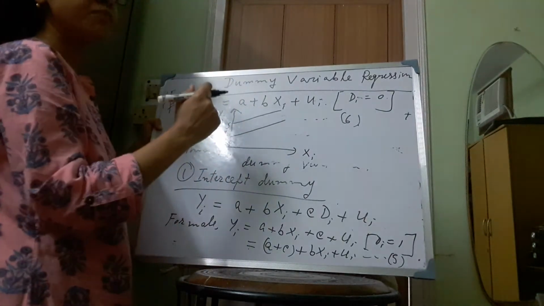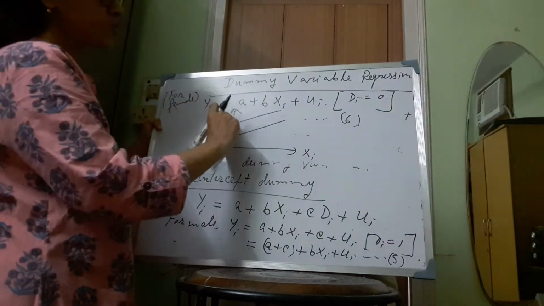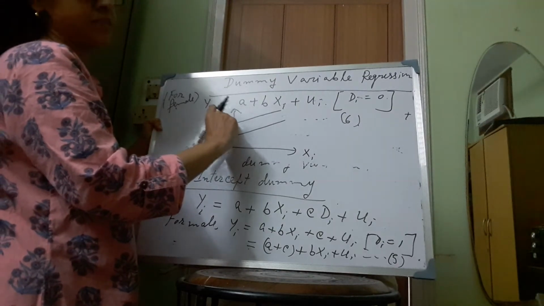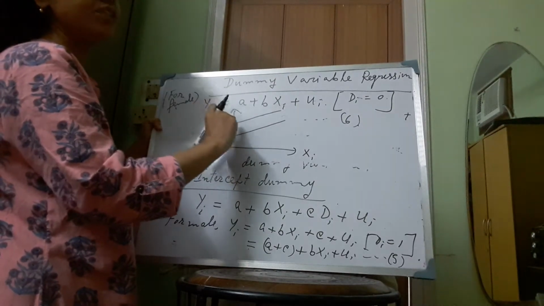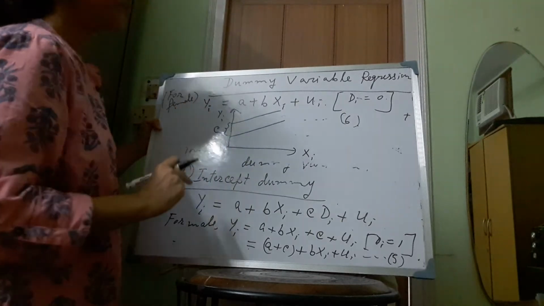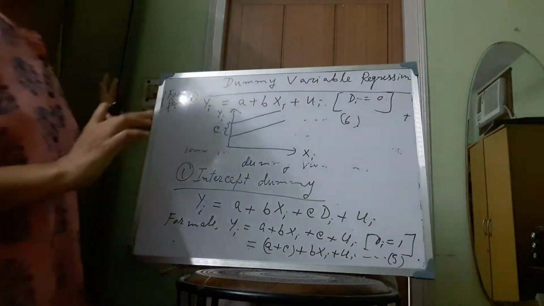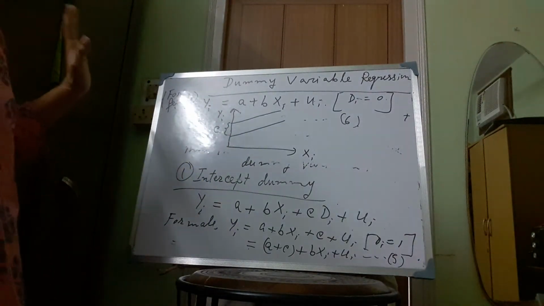So what is the difference between these two intercepts? It is c. So this distance is c. Basically the magnitude of this distance is c. So here the difference is the difference in the intercept of the two regressions.